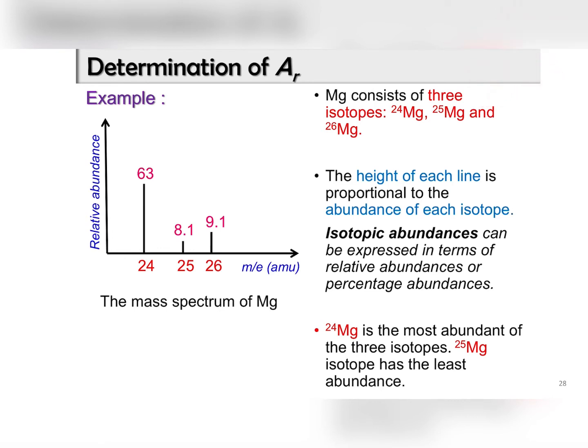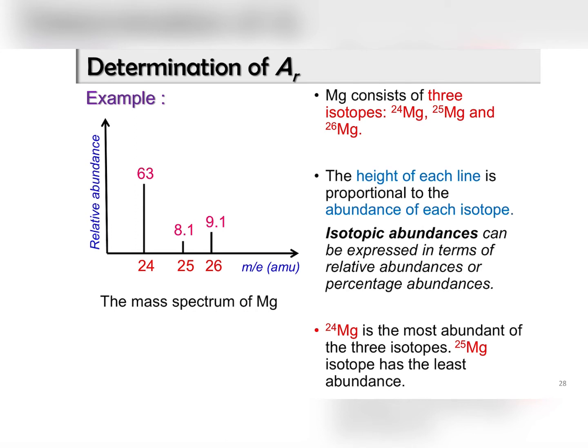The height of each line is proportional to the abundance of each isotope. So it shows how much of that isotope appears. Isotopic abundance has two ways: it can be given in the form of a value or ratio, or it can be given in the form of a percentage. It depends on the question or on the mass spectrum given.